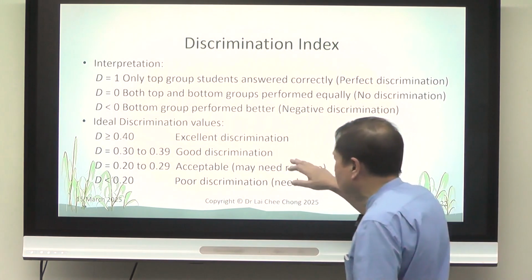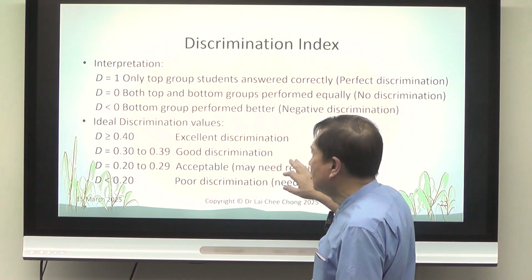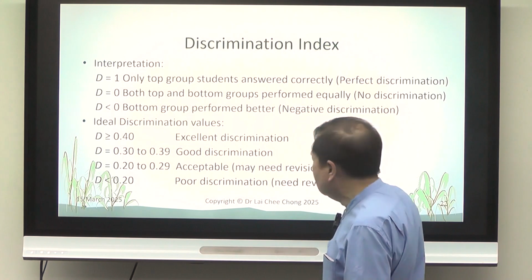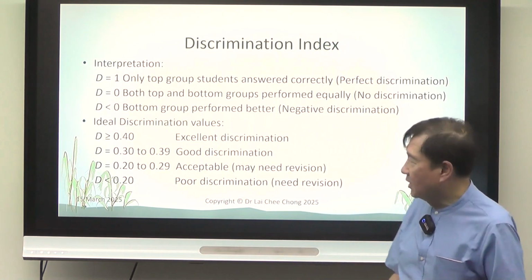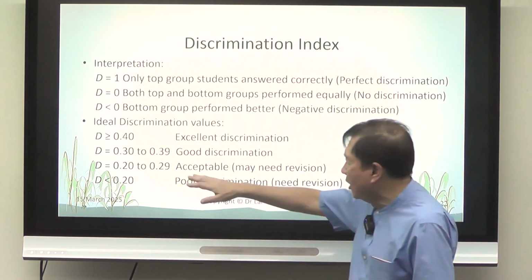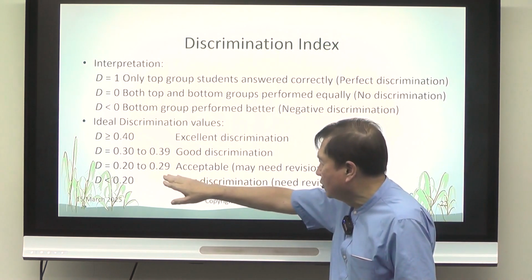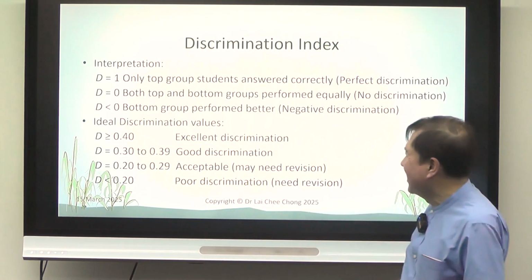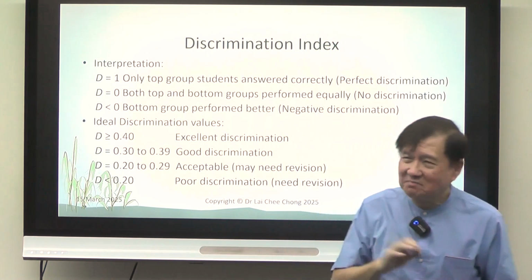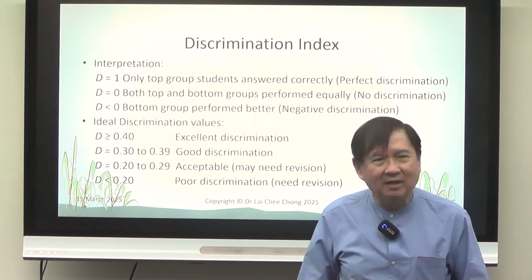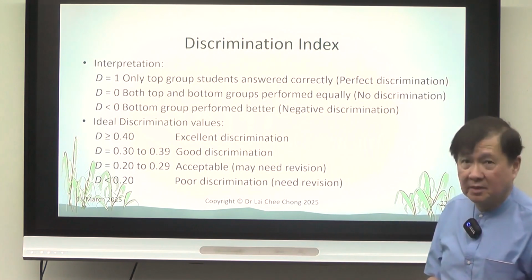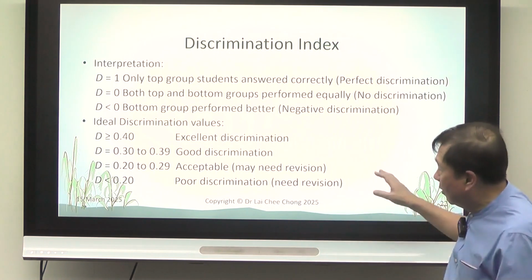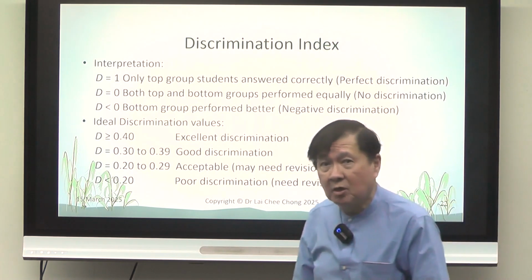If you have something in between 0.3 to less than 0.4, it's still a good discrimination. It's still good, nothing wrong with it. Okay? But if anything is lower than that, from 0.2 to 0.29, it's considered what? Acceptable. It's just past that, acceptable. I can accept it, but maybe you have to do some minor revision of the test items. It's up to you. But all this is no hard and fast rule. It's up to very much the examiner.